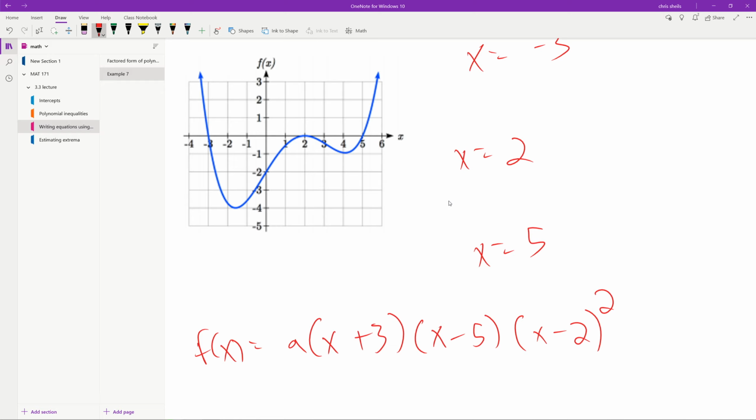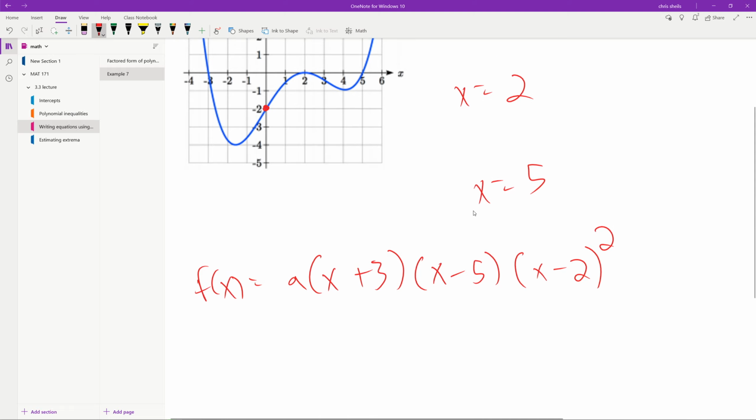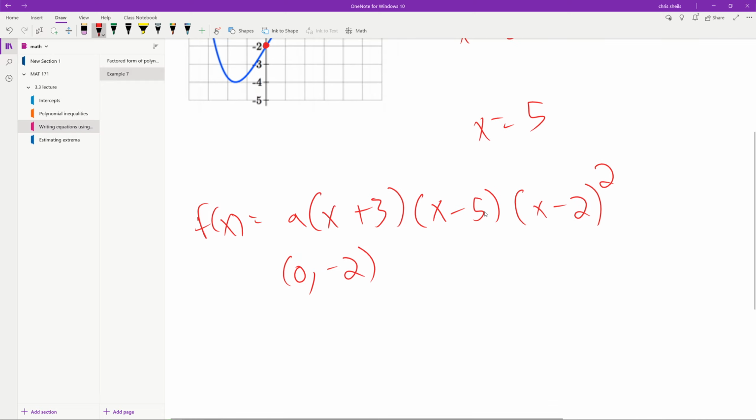Now, if I want to determine the stretch factor, I have to use another point on the graph that's not one of these horizontal intercepts. And thankfully I have one right here in the form of my vertical intercept. That's totally okay to use. I have the point (0, -2). In other words, if I plug 0 into this, I should get negative 2 out of it.